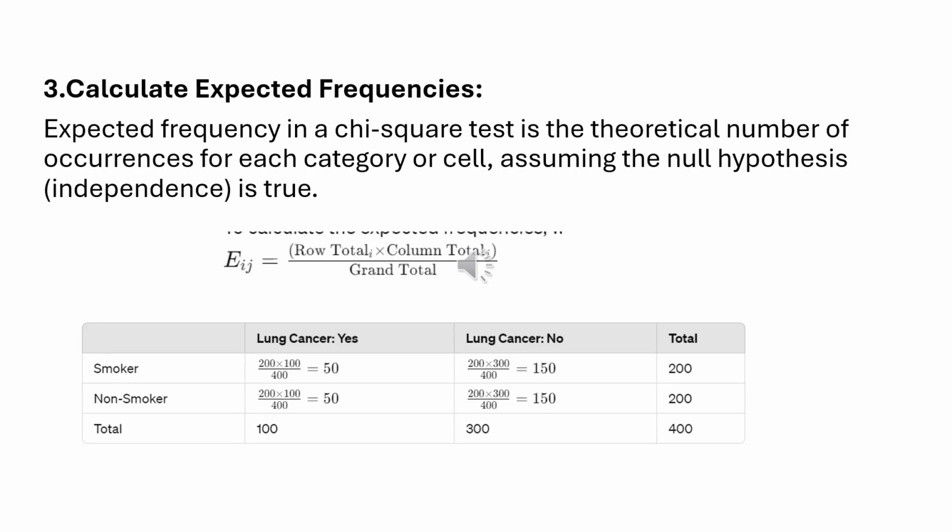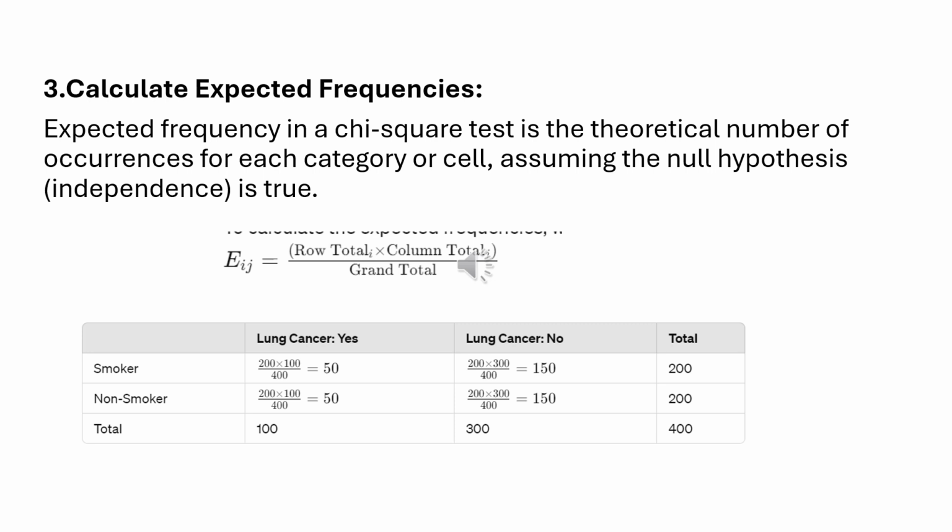The third step is calculating the expected frequency. Expected frequency is the theoretical number of occurrences for each category or each cell, assuming that the null hypothesis is true. It can be calculated using the equation: row total into column total divided by grand total. The table shows the expected frequency for each cell, that is, the people having lung cancer and not having lung cancer in the smoker group, as well as in the non-smoker group.